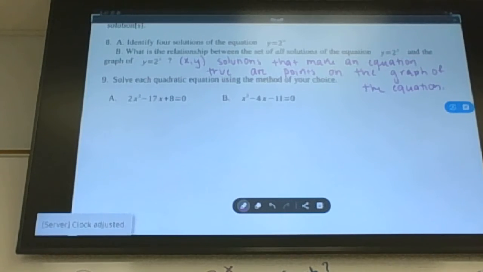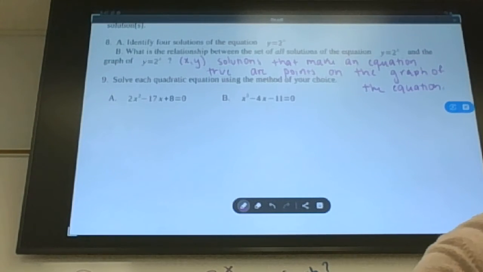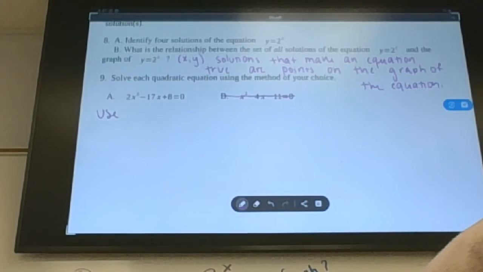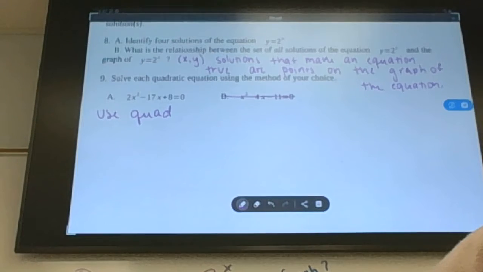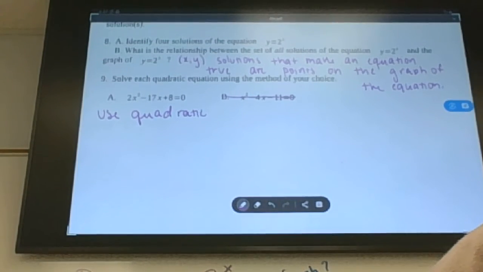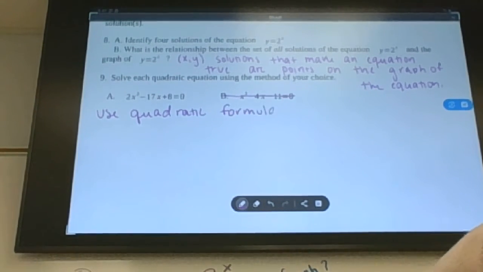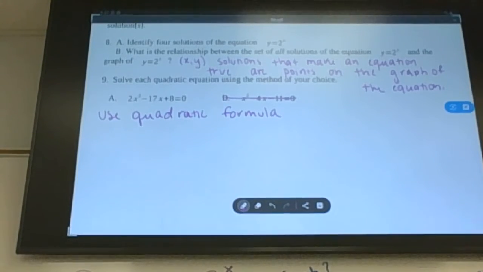So now number 9. Solve the quadratic equation using the method of your choice. You're going to have to use the quadratic formula on both of those. Let's just do one. Let's do A. I'm not going to do it until I see that one person in every group has written the formula down.